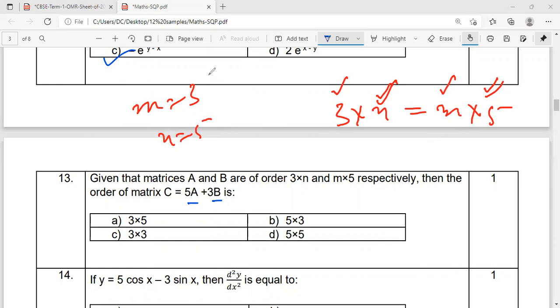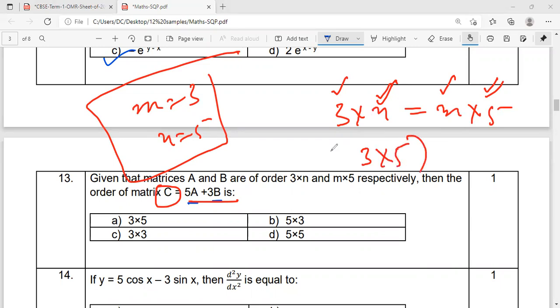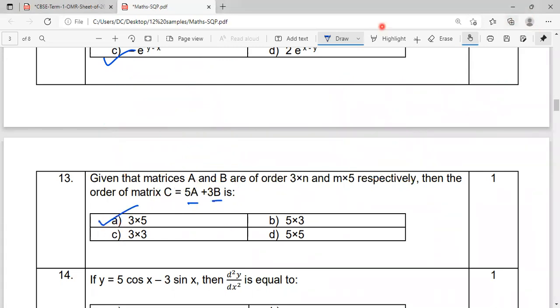And whatever we get, the matrix C, the sum of these two, will also have the same order. That means it should be 3 into 5. Because both matrices A and B are of the order 3 into 5, C should also be of the order 3 into 5. Here we go. All right.